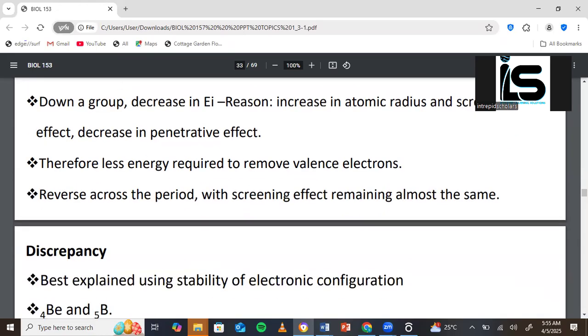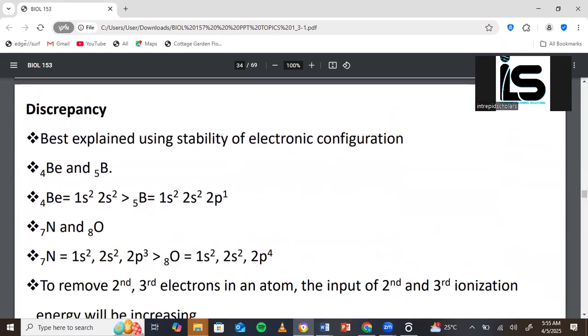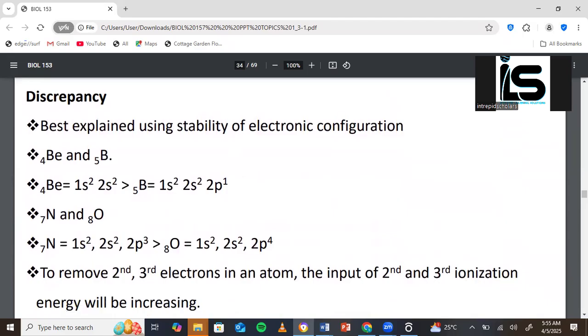Right? That is what we talked about when it comes to that. But there are discrepancies. Let's talk about the discrepancies. Now, the discrepancies are best explained using stability. When you have a stable species and you are removing an electron, you require higher energy. And so between boron and beryllium, beryllium has a higher ionization energy because we are removing an electron from 2s.